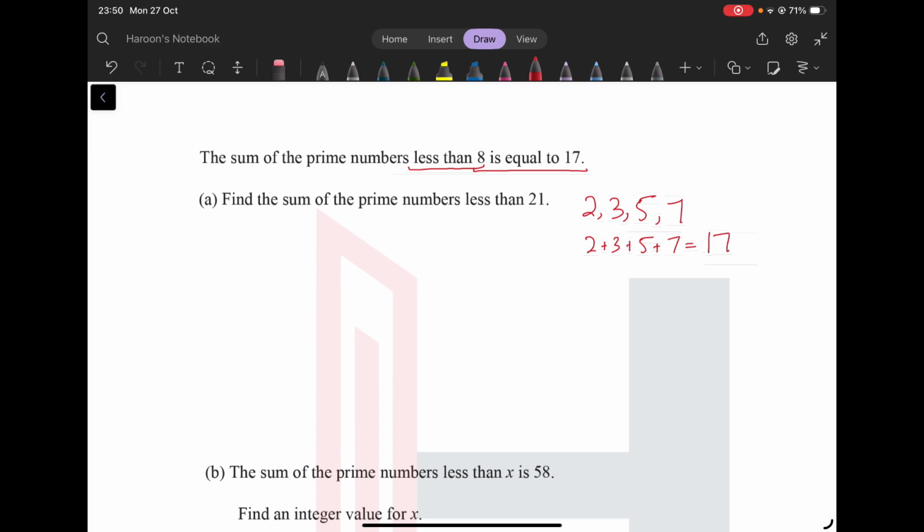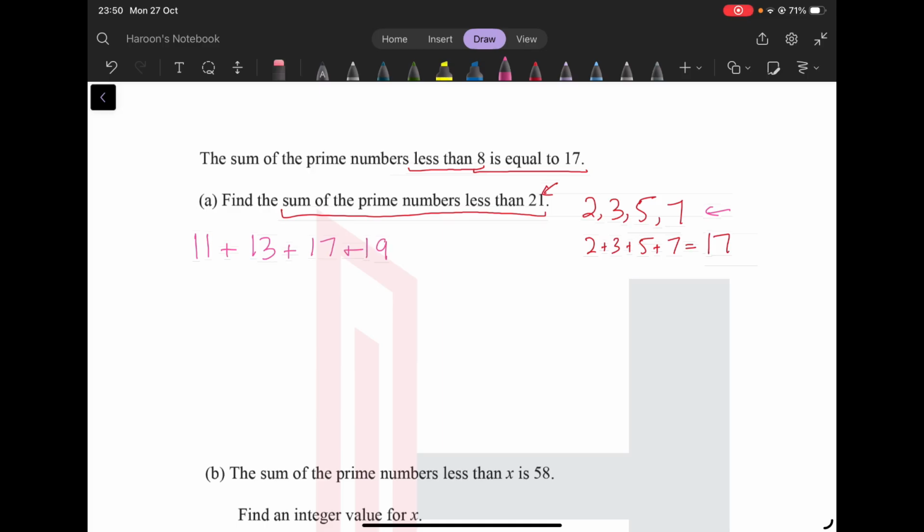Now find the sum of prime numbers less than 21. So I already have this list. Now I'll find the prime numbers which are bigger than 7. Ignore the even numbers. I'll only look at the odd numbers. The only even number which is a prime number is 2, which is already done. Next would be 11. Then we have 13 as well. This is less than 21. So 15 no, 17 yes, 19 yes, and they specified less than 21, so that's it.